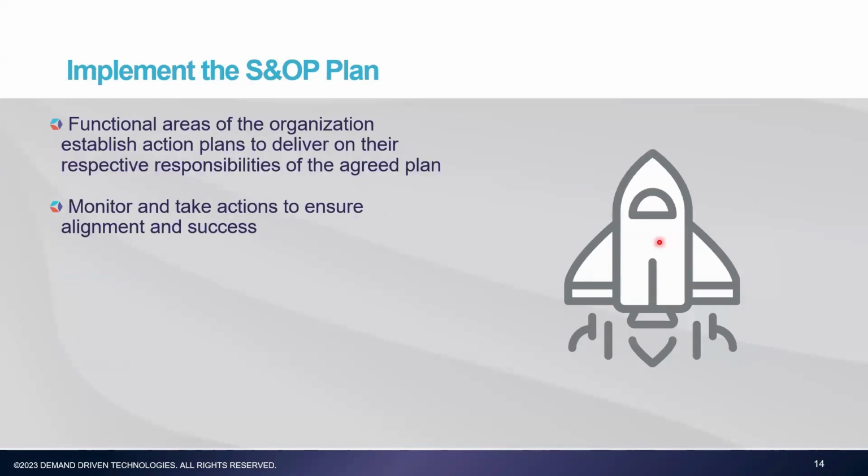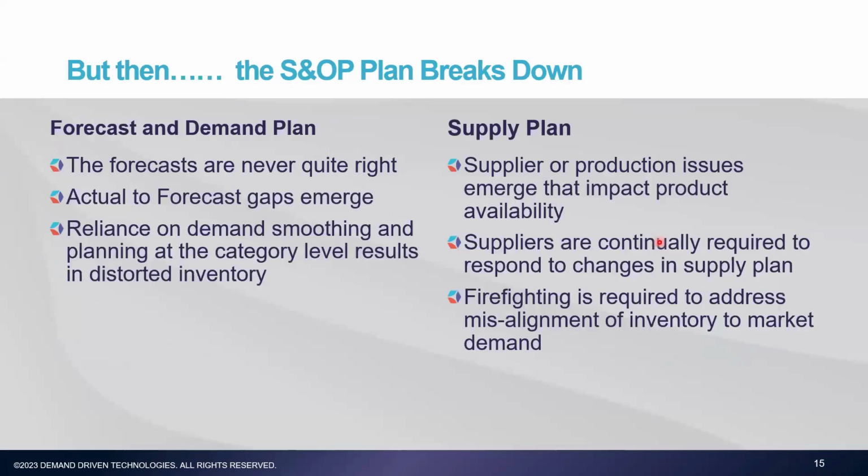We implement it. We establish the action plans. We start tracking our progress against it. And in most cases, what we find is that there's a breakdown, that the forecasts weren't as accurate as we were hoping for, despite all the effort we put into it. There are gaps between actual and forecast by period. The forecast continues evolving during the period because of changes in the demand signals in the market and the like. Maybe we did a little too much demand smoothing or category level planning, and as a result, we're seeing distortions at key items that are important in the market. And there's a lot of noise in the system.